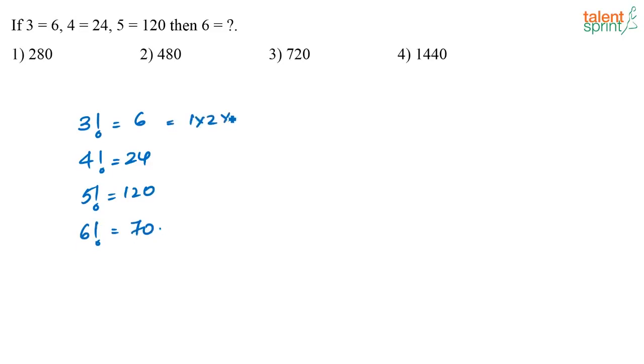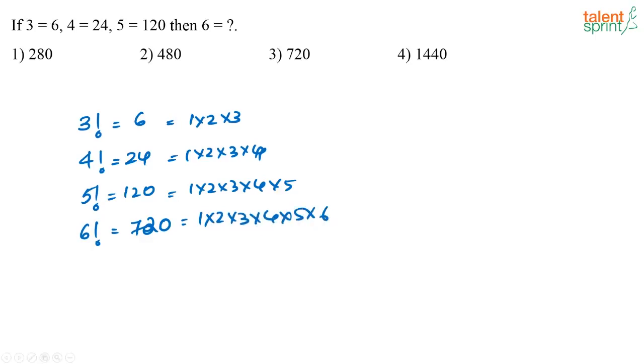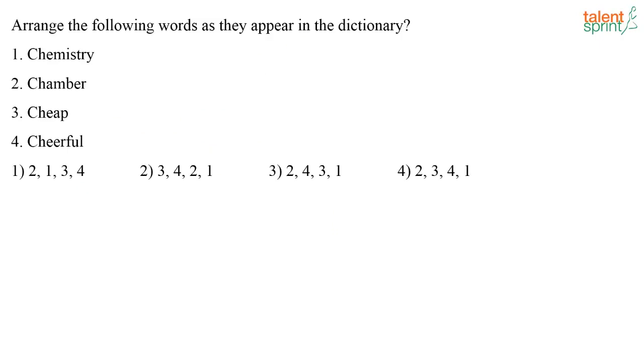What is factorial? 1 into 2 into 3. This is 1 into 2 into 3 into 4. This is 1 into 2 into 3 into 4 into 5. So 6 factorial is 1 into 2 into 3 into 4 into 5 into 6, which is 720. Option 3.